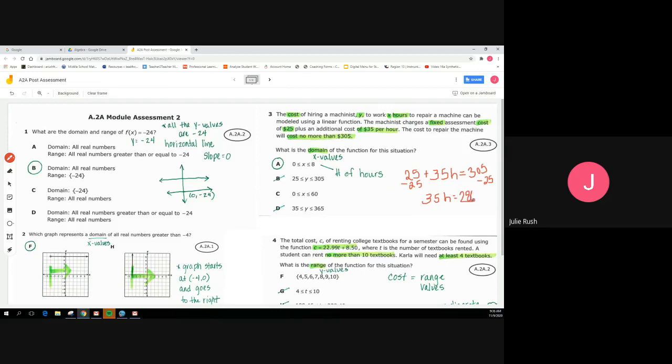Okay, so that means for my domain, I can start at 0 because my repair might only take like 30 minutes, right? So it's going to be continuous data. I'm going to start at 0. And then when I divide 280 by 35, I get 8. So the maximum number of hours, if it costs no more than 305, would be 8 hours. So I'm going to pick a domain that's between 0 and 8 hours, which is choice A.